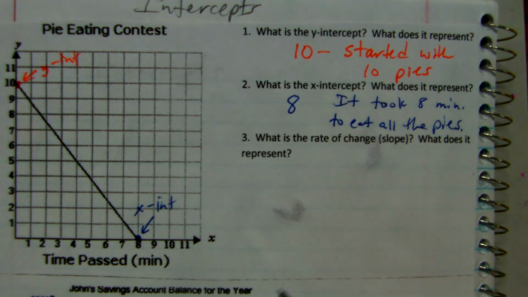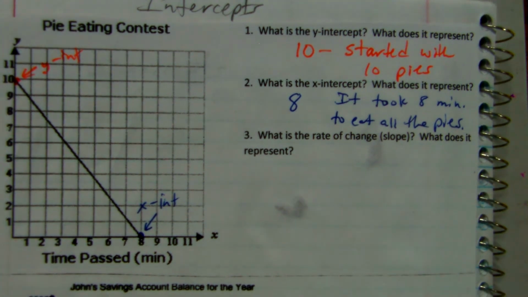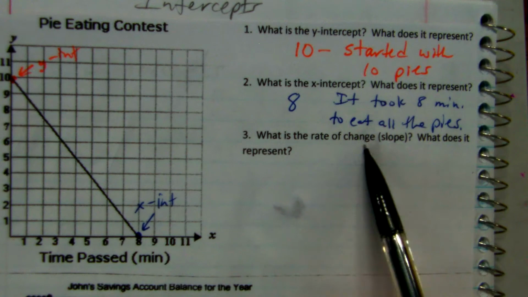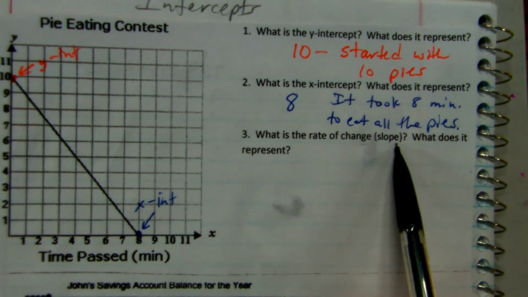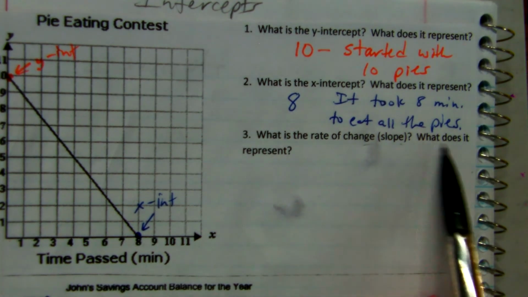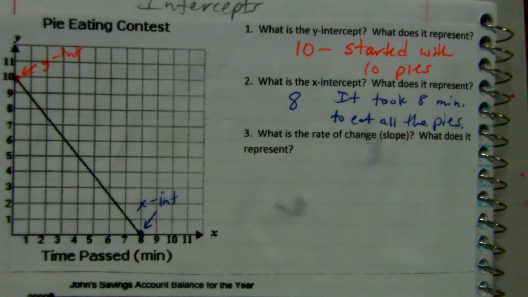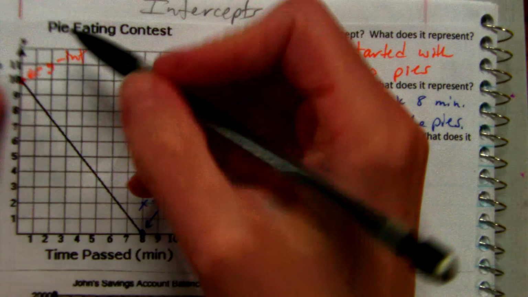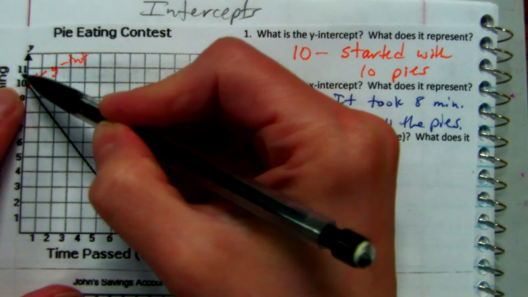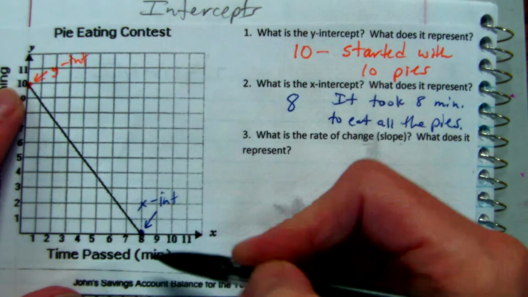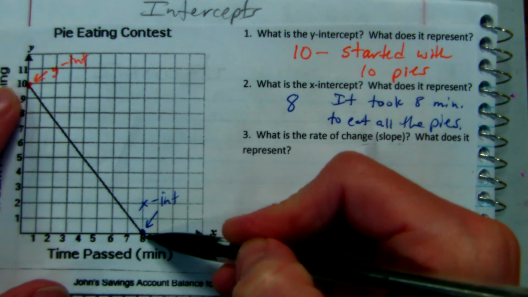Okay. I'm really excited, because this is going to tie into what we were doing the last 2 weeks. What is the rate of change? In other words, the slope. It's the same thing. And what does it represent? So we're going to find the slope. I can start with the y-intercept if I want, and the x-intercept. Those are points that we know if we want to use them.